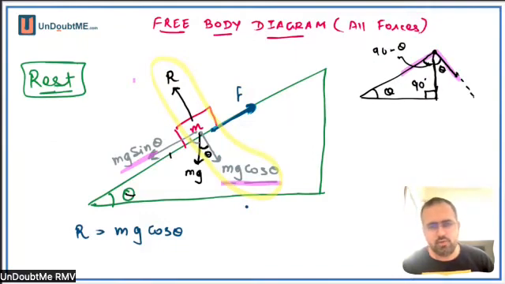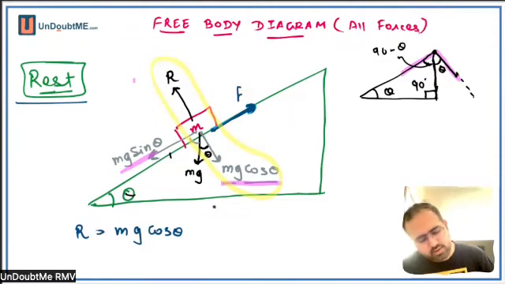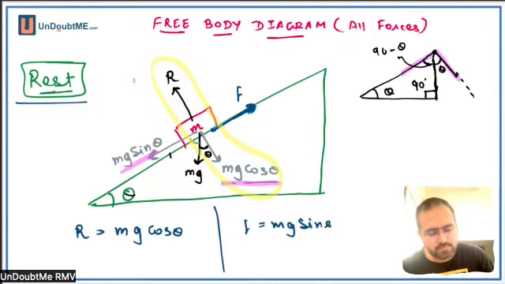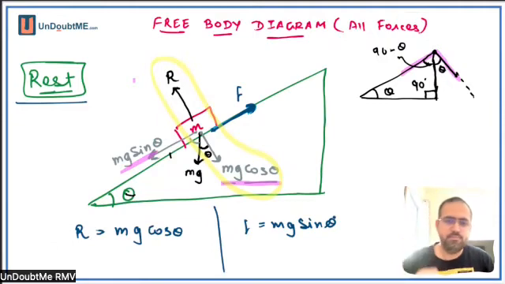So if a body is at rest, it is not moving. Why is it not moving? Because the net forces on it are equal. This is one of the equations. The other equation will be F is equal to mg sine theta. This is the friction force. Clear?